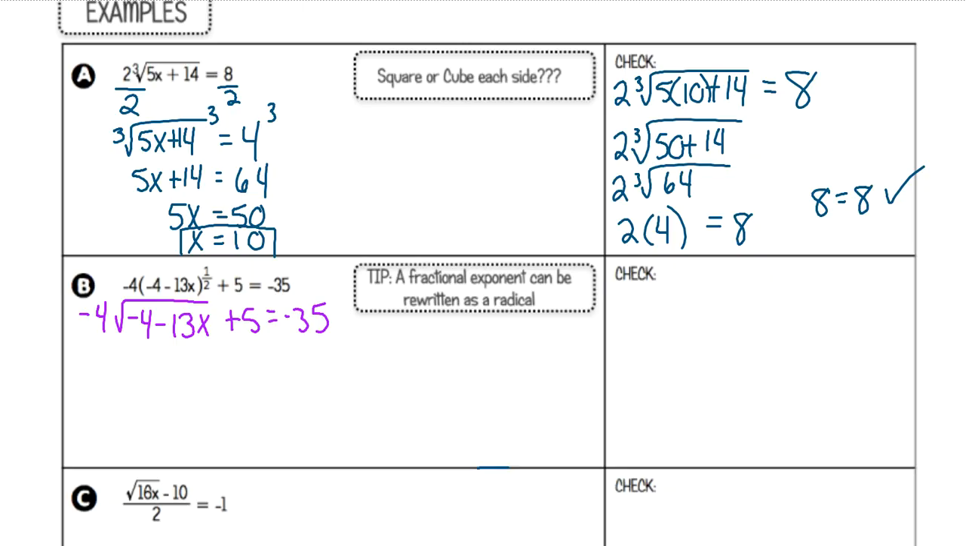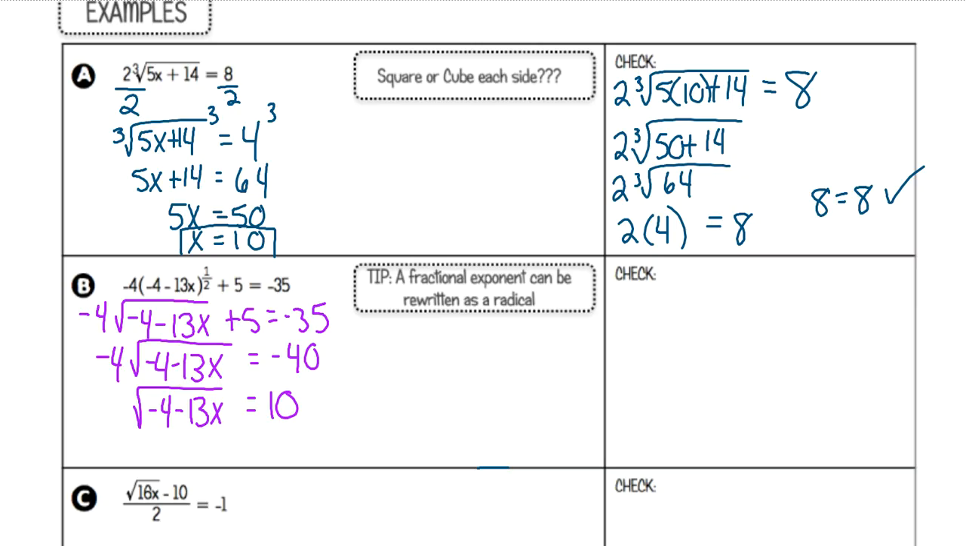So the first thing I'm going to do is I am going to move the 5 over to the other side by subtracting it. So when I do that, I'm still left with the negative 4 out in front and my whole radical, but now it's equal to negative 40 because I subtracted that 5 over to the other side. Then we also have a negative 4 out in front that's being multiplied, so I'm going to divide both sides by negative 4. And when I do that, I get a positive 10 on the right-hand side. Okay, so now I have isolated that radical.